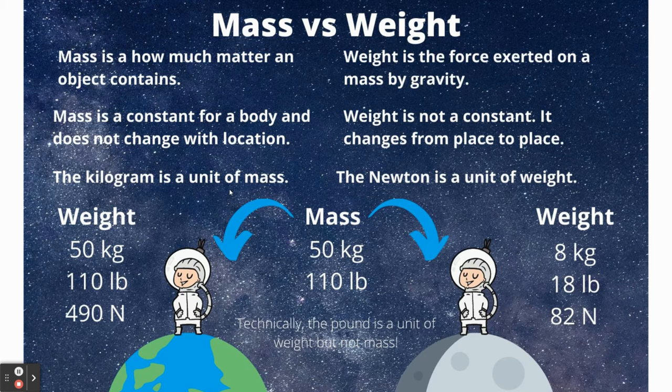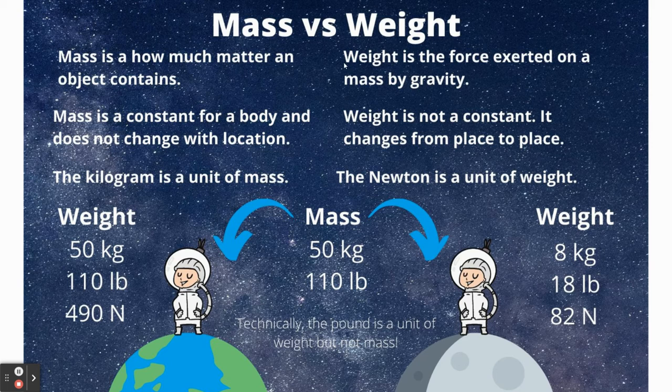Now when we talk about inertia, we can talk about this idea of mass and weight. Mass is how much matter an object contains. Mass is a constant for any body. It doesn't change with location. And the unit for mass is generally kilograms. However, your weight will change dependent on location. If you're on Earth, your weight is greater than it would be on the moon, but the mass would always be the same.